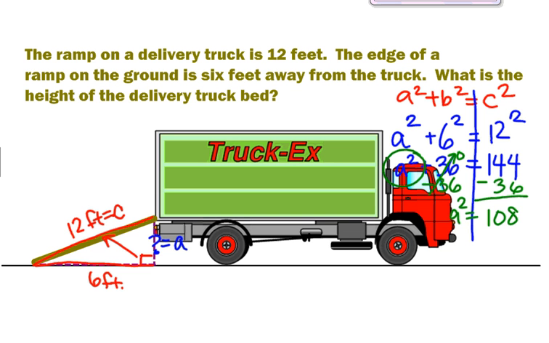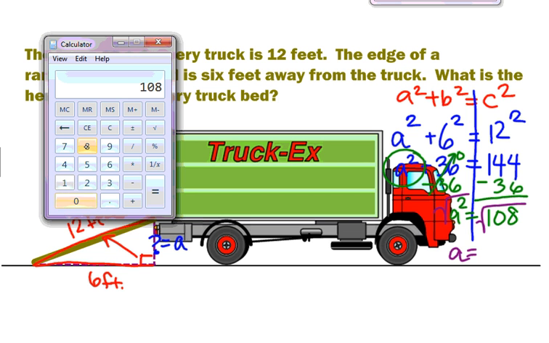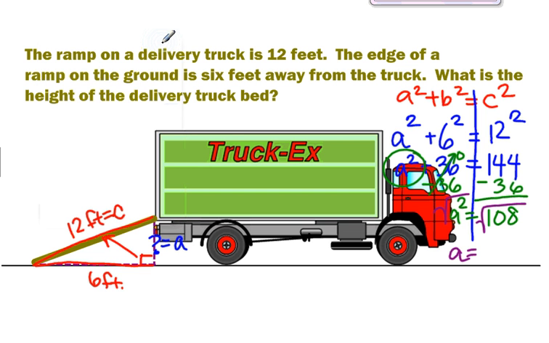The a is not by itself. It is not yet isolated. In order to get rid of the exponent 2, I have to take the square root of both sides. And that will get rid of that exponent of 2. Now I'm looking at the number 108, and I know that's not one of my perfect squares. So if I get my calculator to see what this number actually is and do the square root of 108, I find that it's about 10 feet, 10.39. It's an irrational decimal. It's not going to repeat. It's going to go on forever.